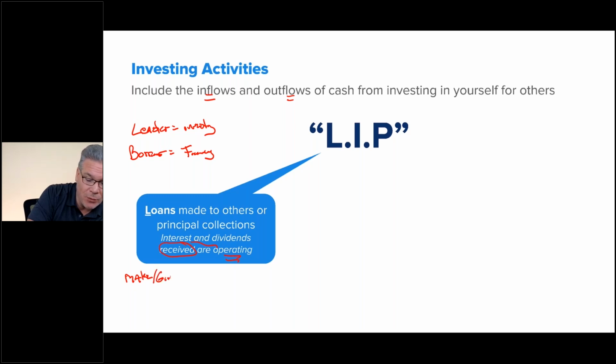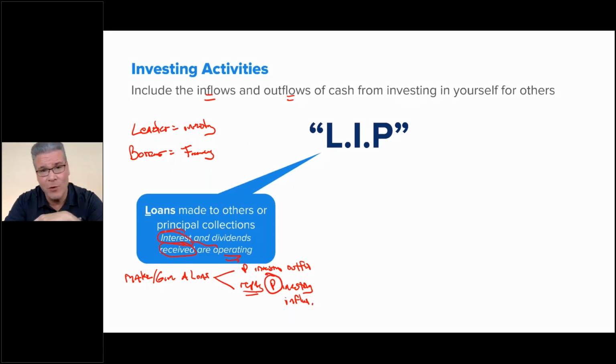you give a loan, that's going to be an investing outflow. The principal is going to be an investing outflow. When they repay it, the principal's an investing inflow. But distinguish between the principal and the interest, folks. The interest received is going to be what? Operating. But the principal received, that will be investing.